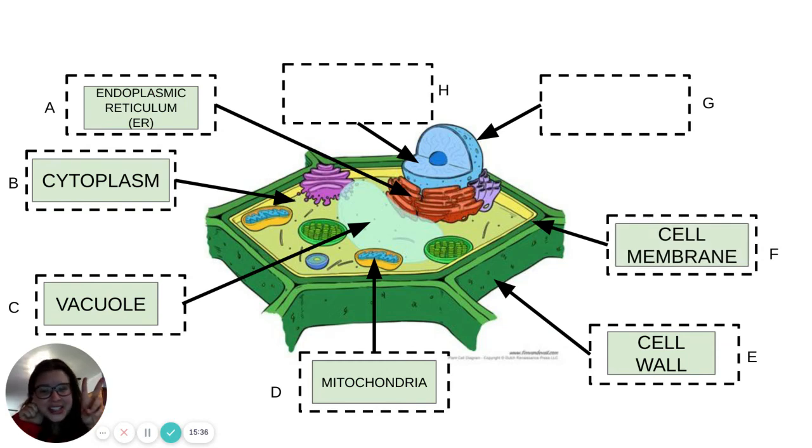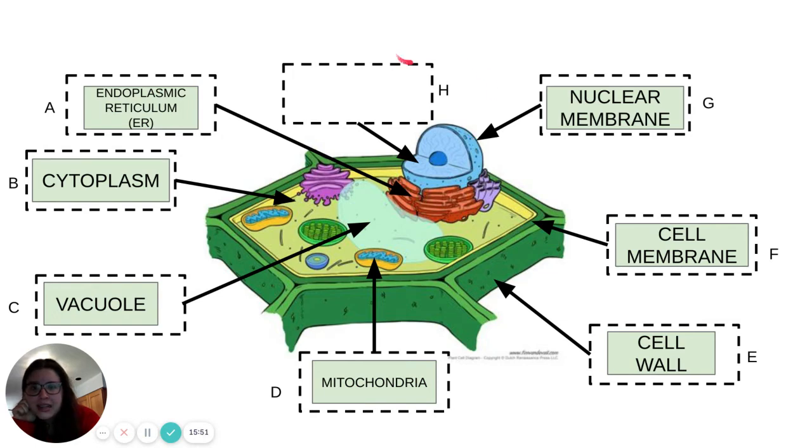Only two structures left to label. They're both pointing to this blue circle right here. I see that this letter G is pointing to the outside of that, which shows me that it's the nuclear membrane, and then H should be labeled nucleus. How'd you do?